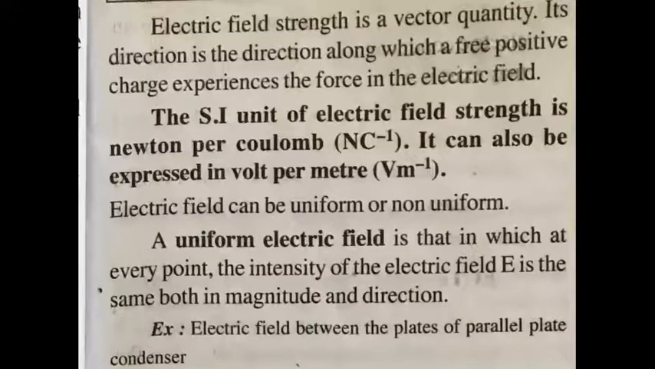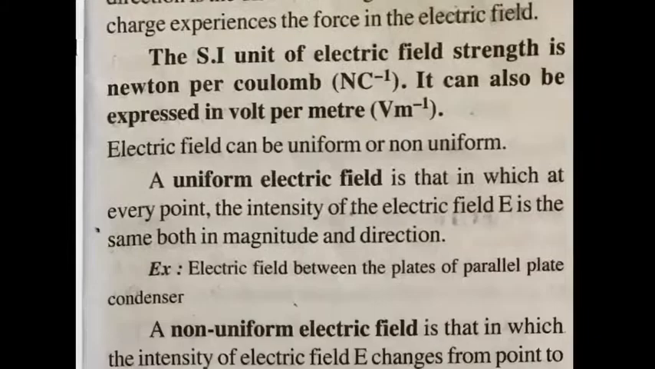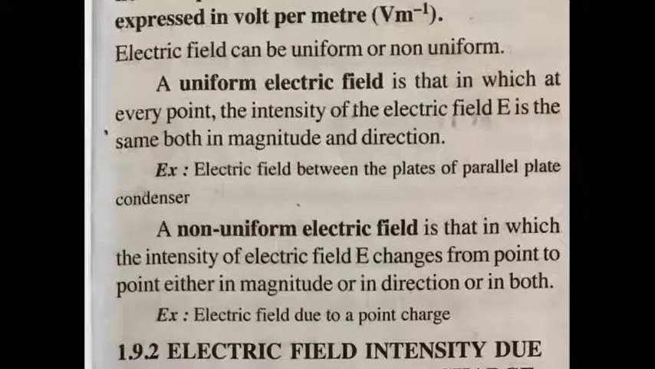Then, what is the SI unit of electric field strength? The SI unit is Newton per Coulomb. Force by charge: the unit of charge is Coulomb, and the unit of force is Newton. Therefore, Newton per Coulomb, and also we can write it as volt per meter. Then we'll go for uniform electric field and non-uniform electric field.